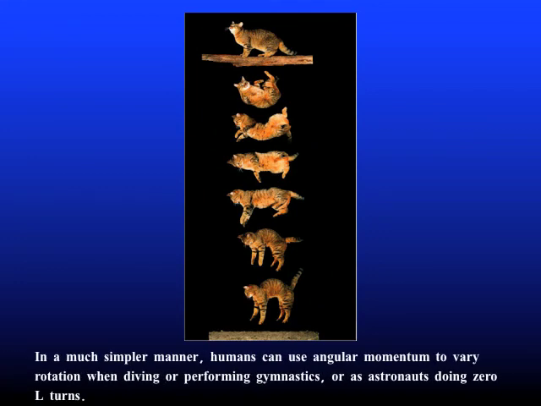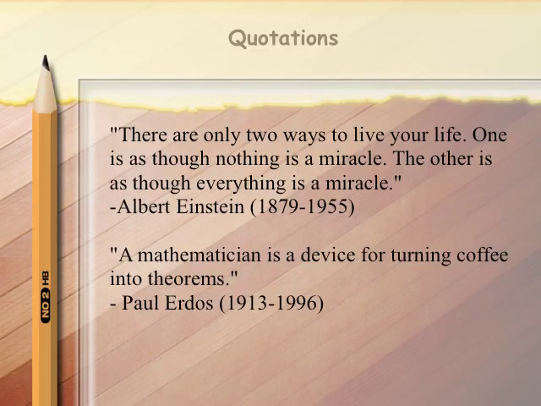In a much simpler manner, humans can use angular momentum to vary rotation when diving by bringing their hands and legs in and out, performing gymnastics, or, as astronauts do in zero gravity, to do angular momentum turns when working outside of the space station and the space shuttle. The end.